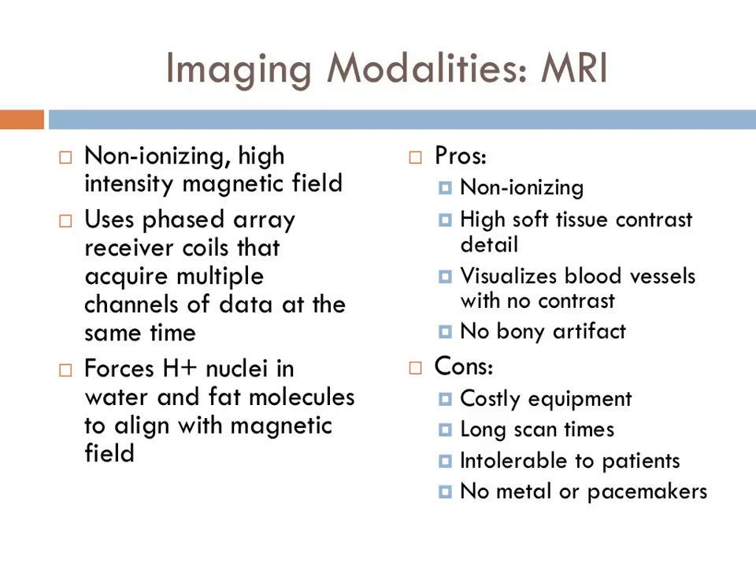One of the biggest pros to using MRI is that it uses non-ionizing radiation. So this is good for pregnant women who cannot receive ionizing radiation. It's great for little children who should really have low doses of ionizing radiation at that time in their life.